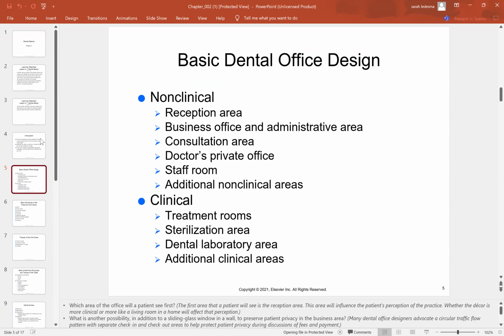Basic dental office design includes the non-clinical areas, including the reception area, business office and administrative area, consultation area, the doctor's private office, the staff room, and any other additional non-clinical areas. Then we have the clinical area, including treatment rooms, sterilization area, dental laboratory area, and additional clinical areas.